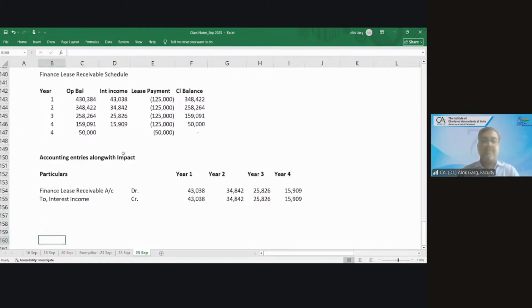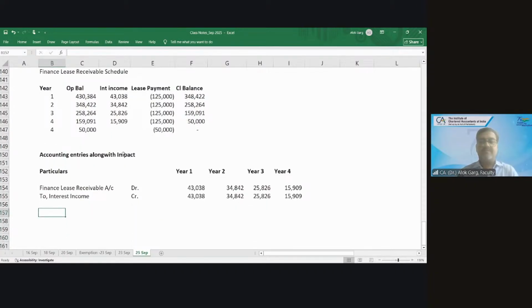Then what is the next entry? Next is the receipt of the payment. Bank account debit to what? To finance lease receivable account. And what is the amount every year? 1.25, 1.25, 1.25. Simple. So 1.25, right? Again same 1.25.